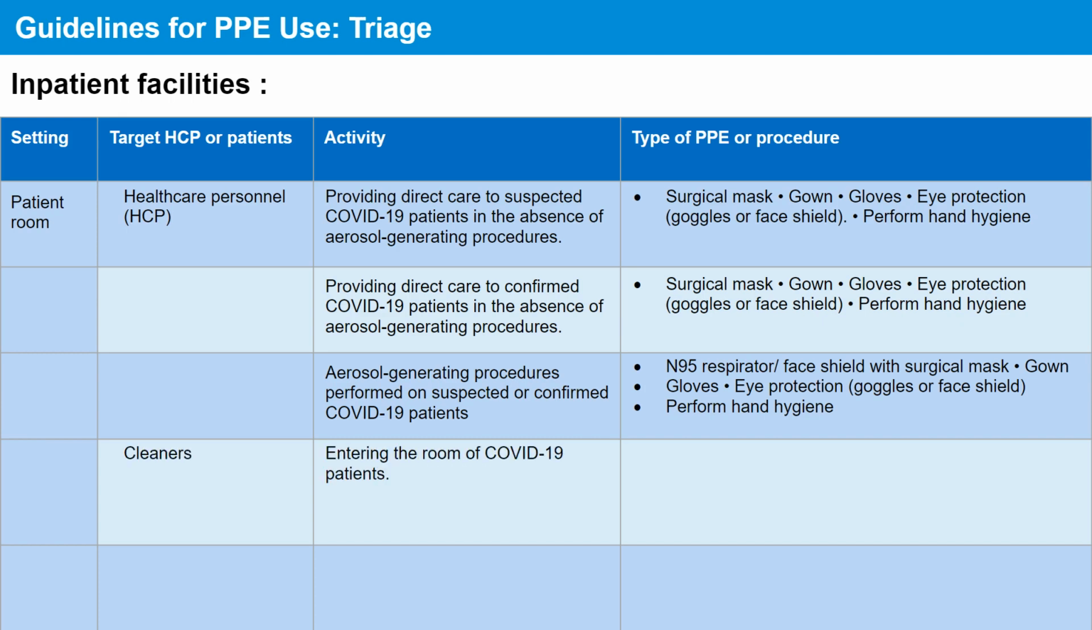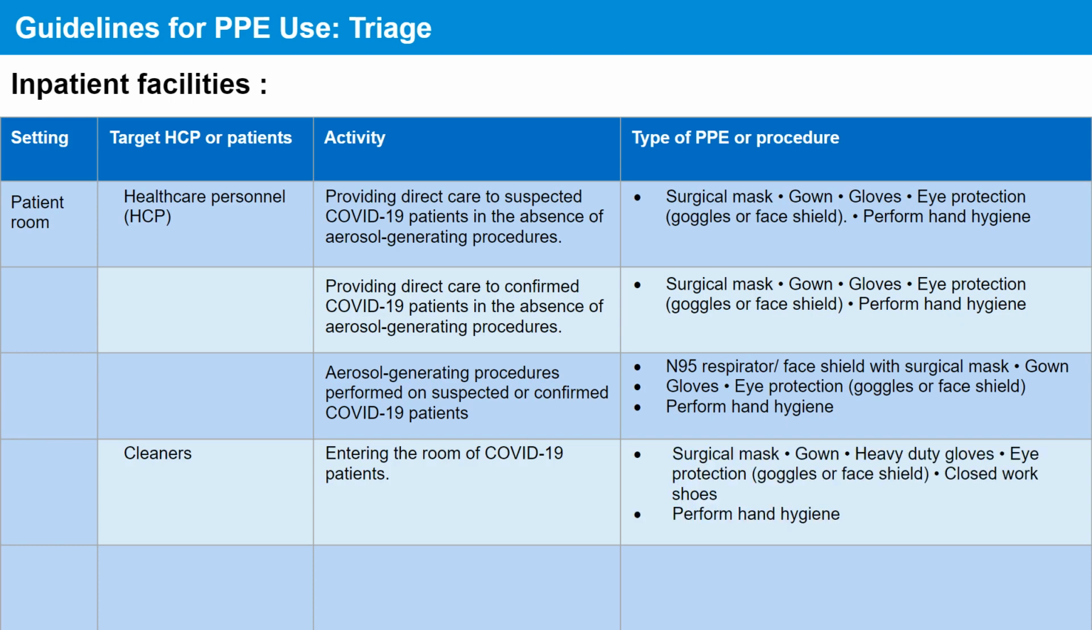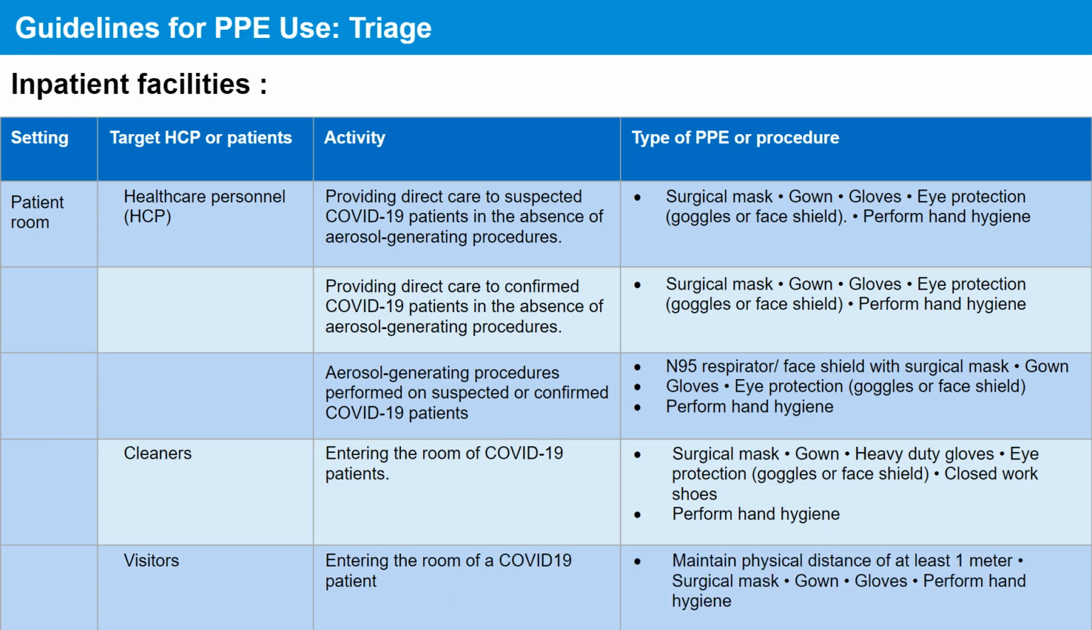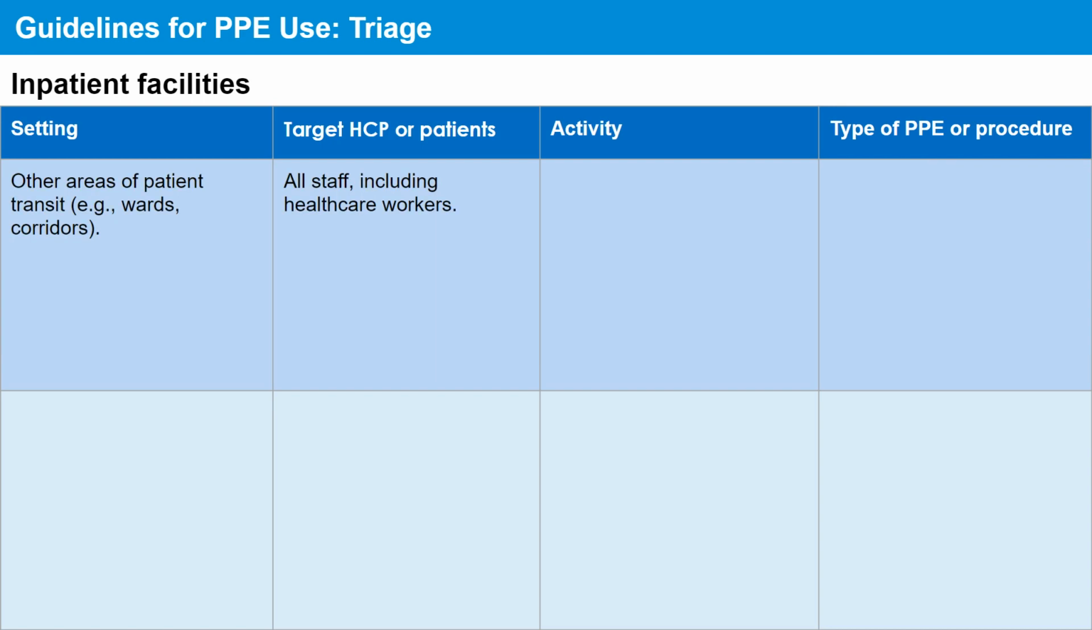Cleaners entering the room of COVID-19 patients need to wear surgical masks, gowns, heavy-duty gloves, eye protection such as goggles or face shield, and closed work shoes and perform hand hygiene. Visitors entering the room of COVID-19 patients should maintain physical distance of at least 1 meter, wear surgical masks, gowns, and gloves, and perform hand hygiene. Now that you are aware of the guidelines for the use of personal protective equipment in outpatient facilities, let's learn about the guidelines for inpatient facilities.